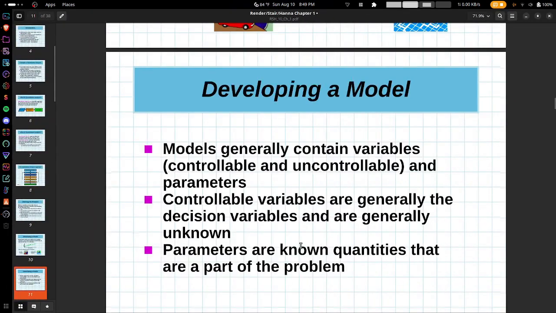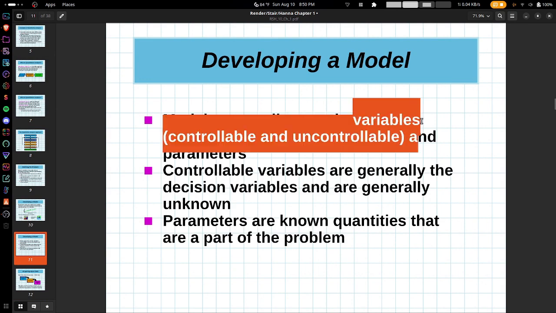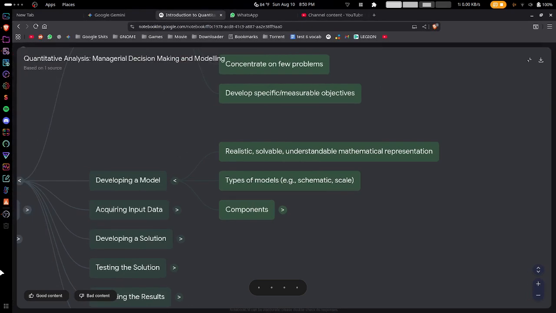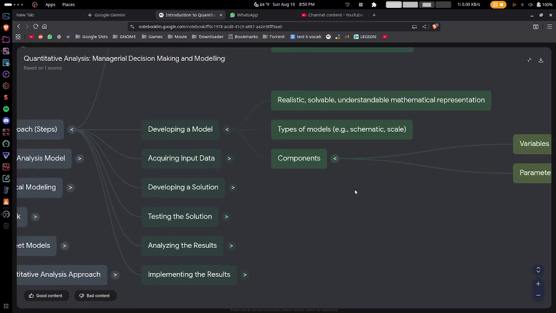Some components, let's see, contain variables, controllable and uncontrollable, and parameters. These are components. Controllable variables are determined with the decision variable, and the generally unknown is the controllable. Okay. What is the problem? There's also a section for this. You can see variables and parameters. They are quantities, and they are controllable and uncontrollable.